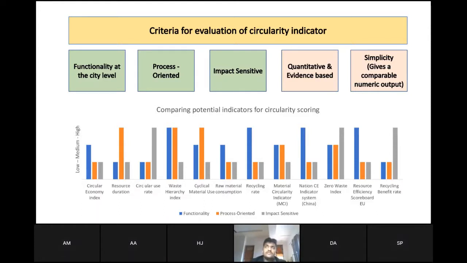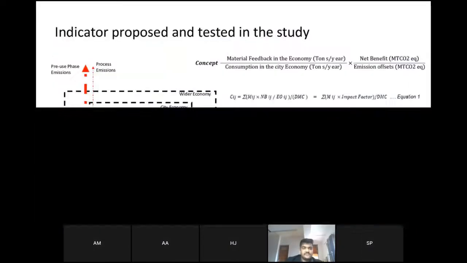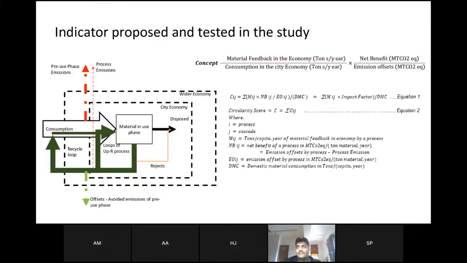So based on these three criteria, there were certain indicators which we evaluated on the scale of low to high, but none indicator really qualified on the scale of high for all the three criteria that we were looking for. The closest was fourth from your left, which is waste hierarchy index, and the third from your right, which is the zero waste index. So, as no indicator qualified basically, there was a need for some additional work to be done here.